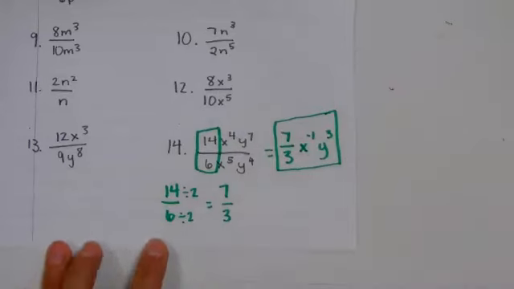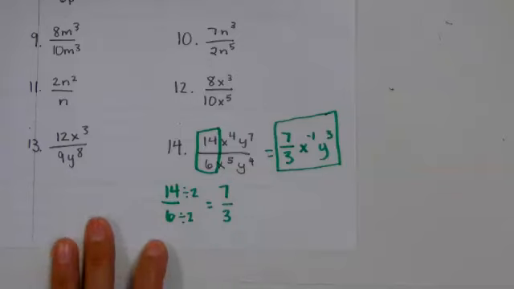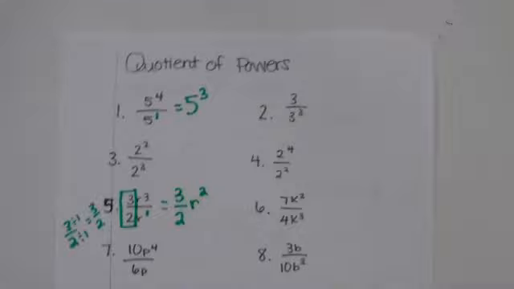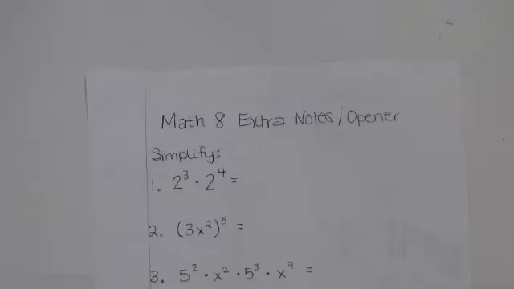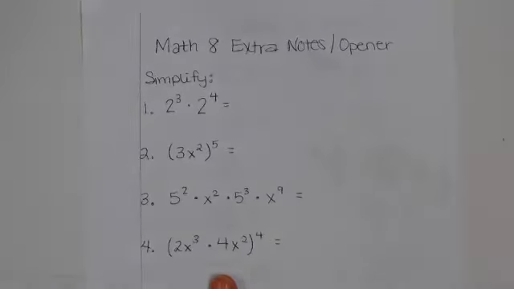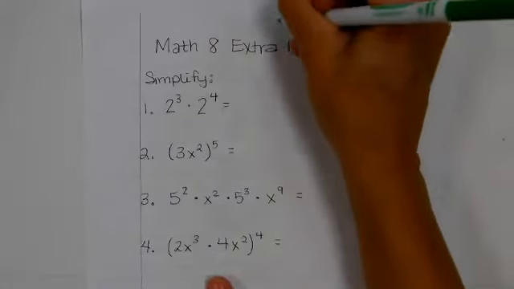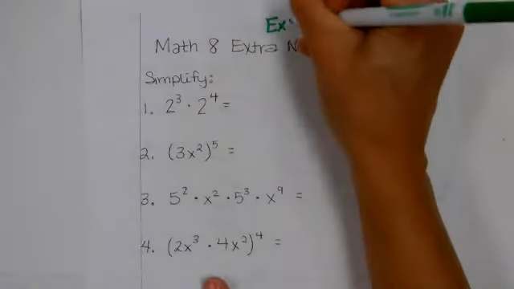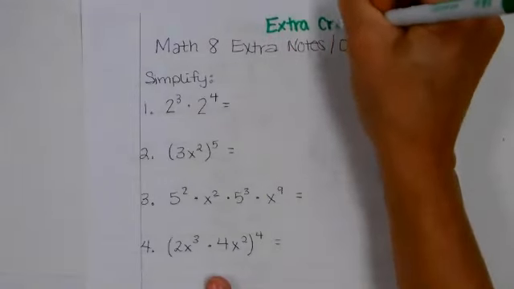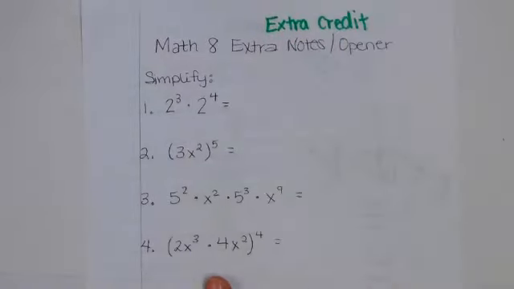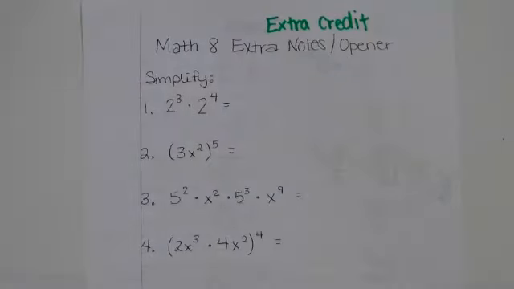Okay, hopefully that gives you a good start on our assignment for today. If you have questions, please feel free to email me or come see me. The back of this paper says extra notes opener, and we're going to change this. This is going to be extra points, extra credit today for this assignment if you choose to do it, because this is a good review of what we've been doing the last few days. It's a good review of what we do when we multiply exponents. So if you can go back and remember how to do those, I will give you extra points.